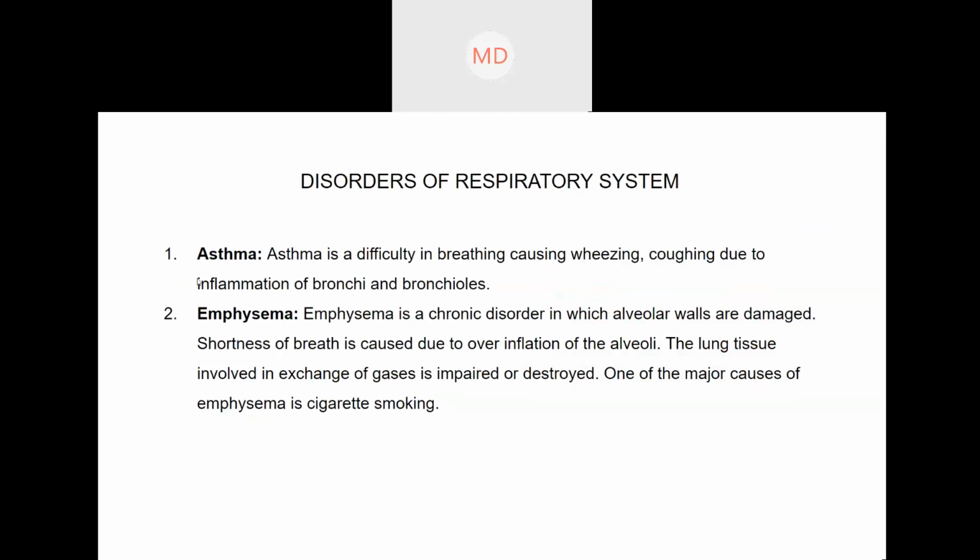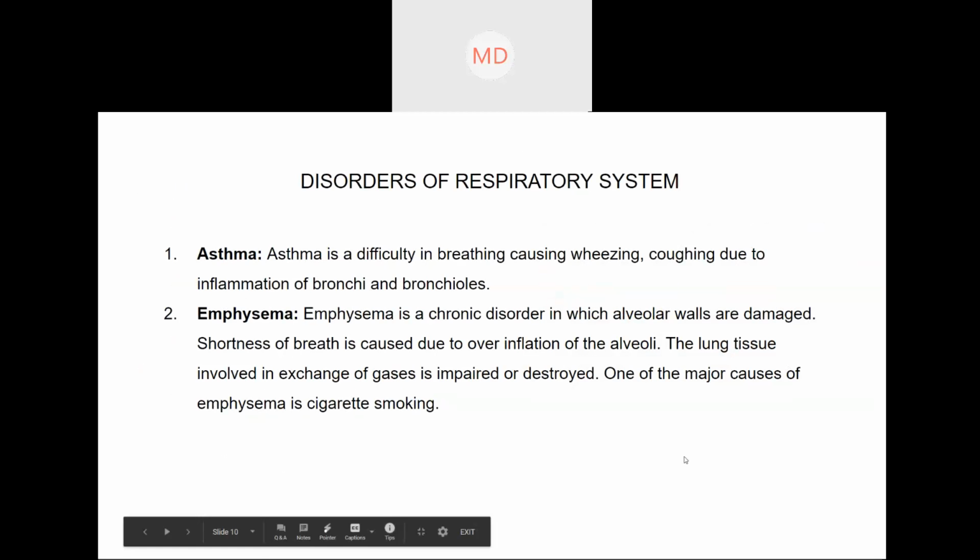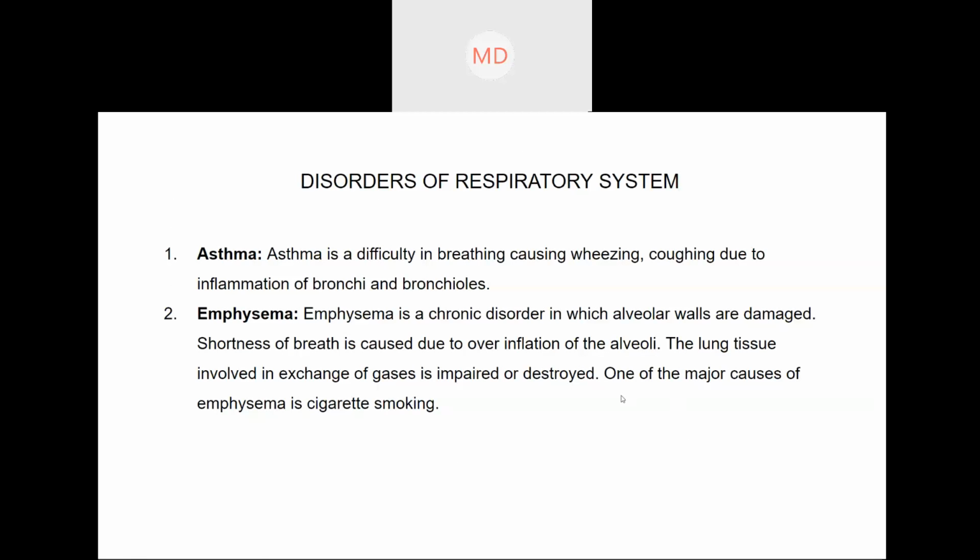Okay, but inflammation means swelling. So the bronchi and the bronchioles become big. Swelling, all of you know, like when you get hurt, it swells. Inflammation occurs, it becomes red, and it swells up. So that is known as inflammation. So what happens?